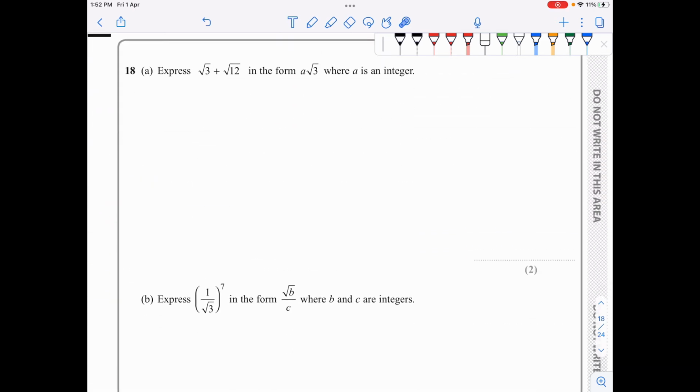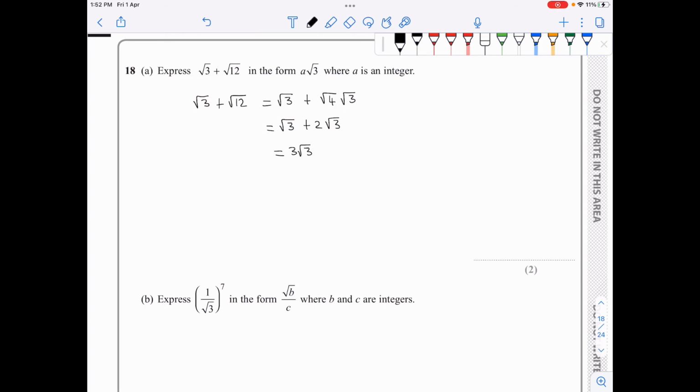18, we need to express root 3 plus root 12 in the form a root 3. I will start by writing root 12 as root 4 times root 3, because this gives me root 3 plus 2 root 3, which is 3 root 3.